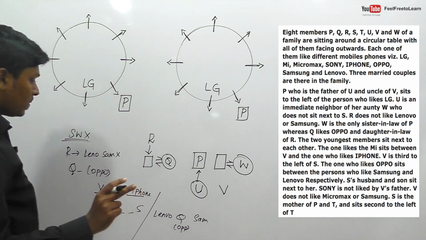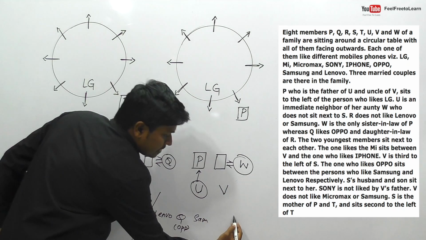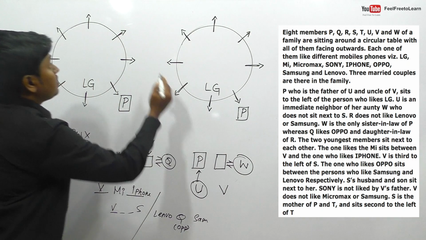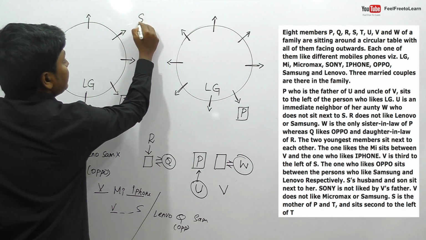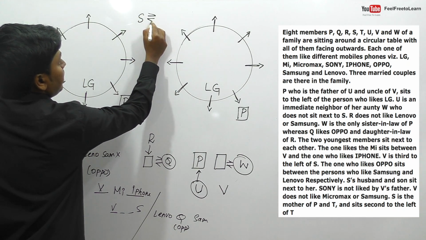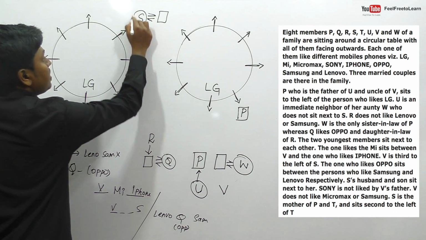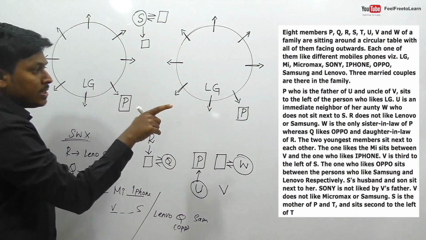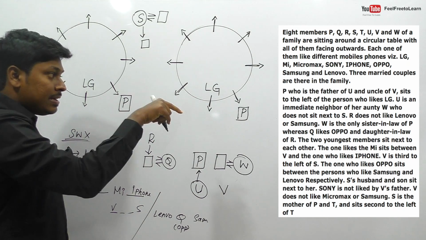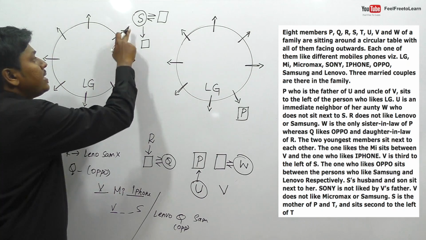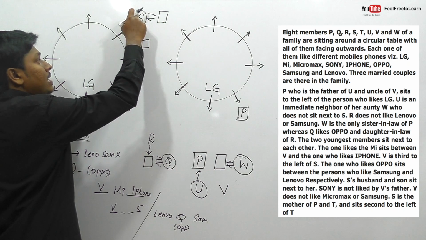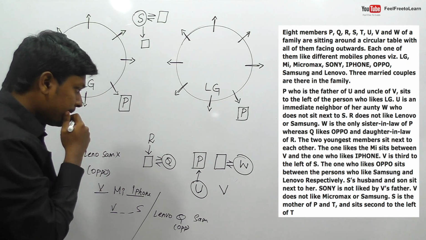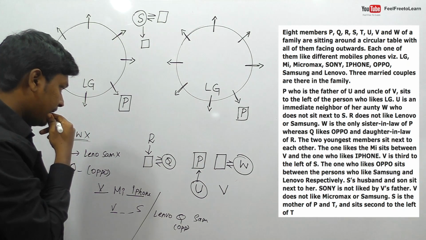Let me take it as a note, I think this is one of the important clues, friends. Let me write it here. So S has a husband. So we can say that S is a wife and S has a son. They have clearly told that S's husband and son sit next to her. So we can surely say that S should have a husband and S should have a son, right?